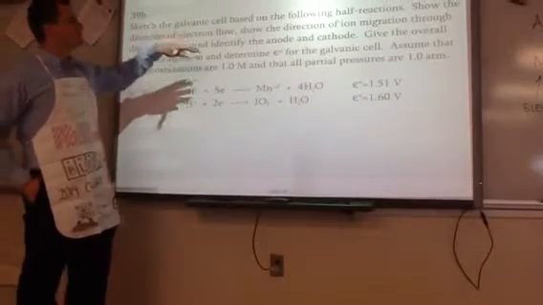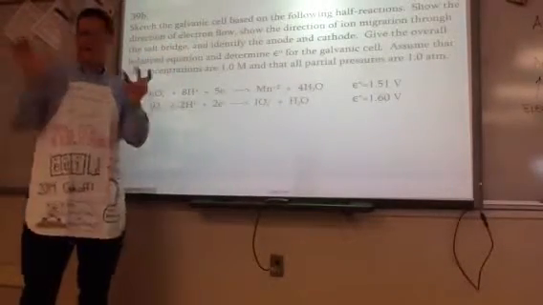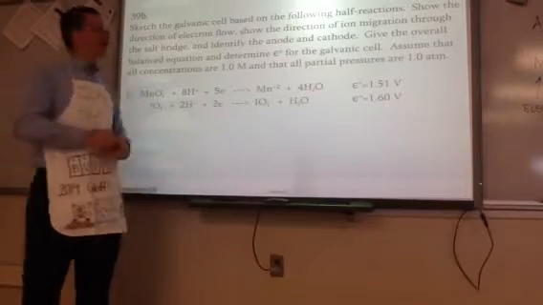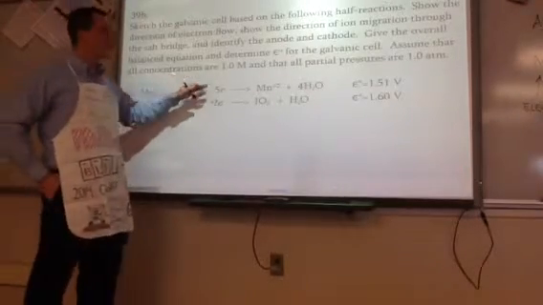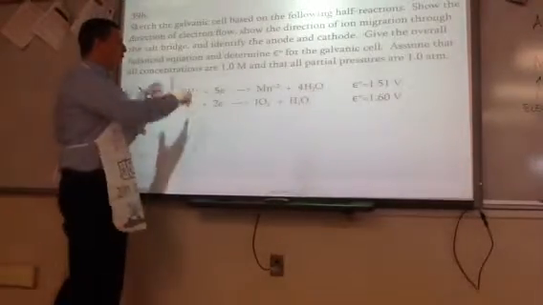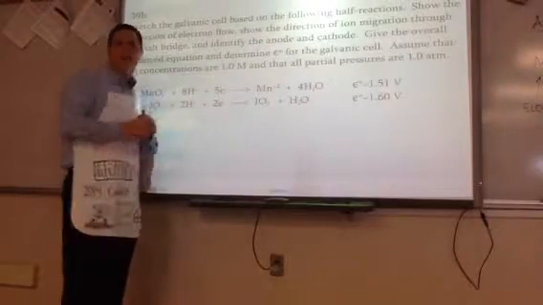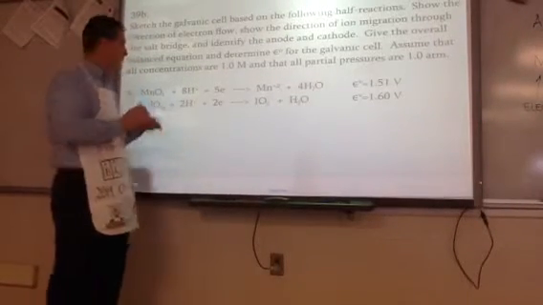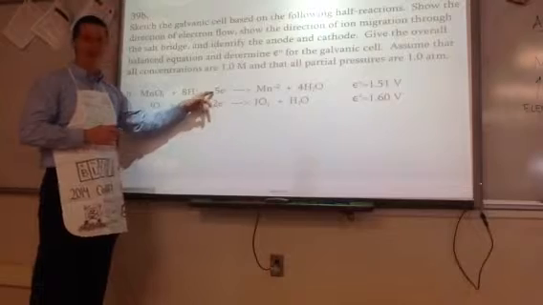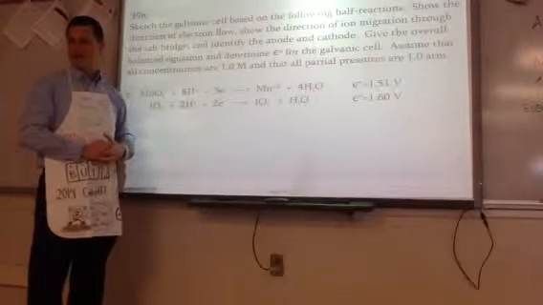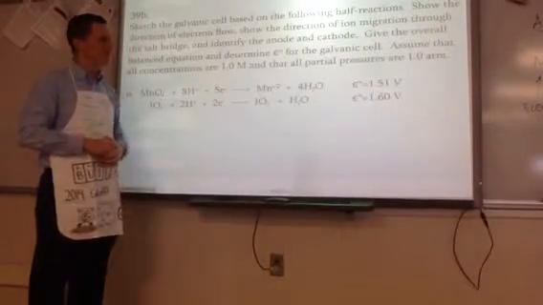So here's what it tells us. We need to make a sketch. So once again, you're going to draw 2 beakers with the salt bridge. You need to identify what is oxidizing and what's reducing here. Now what I've given you are 2 reductions, because in both of these, electrons are on the reactant side. They're both taking in electrons, right? So they're gaining electrons, reduction.